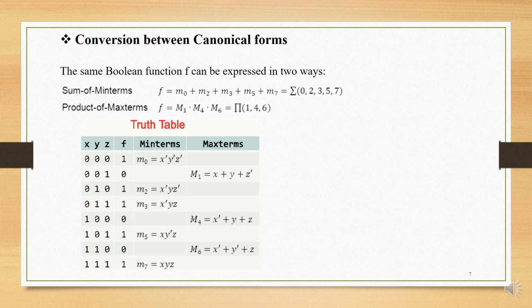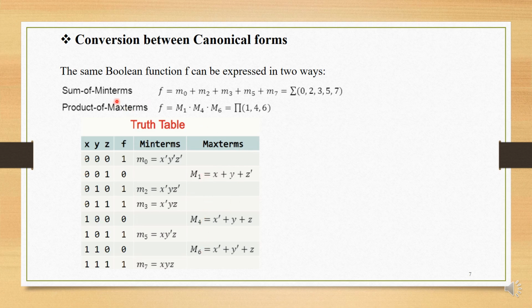Now let us see the conversion between the canonical forms. The figure shows the truth table for a 3 variable function, and the output function is defined as shown here. Now let us write the minterms for this particular truth table. The minterms can be given by considering logic 1 entry at the output column F. Therefore we get m0, m2, m3, m5 and m7. Similarly, the maxterms can be obtained from the logic 0 entry at the output column. Therefore, we get maxterms M1, M4 and M6.